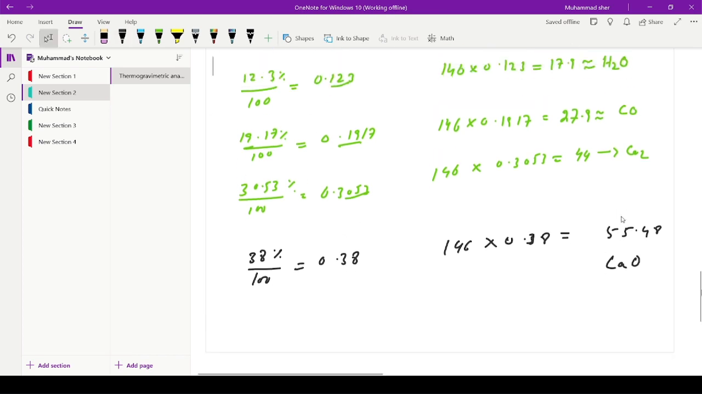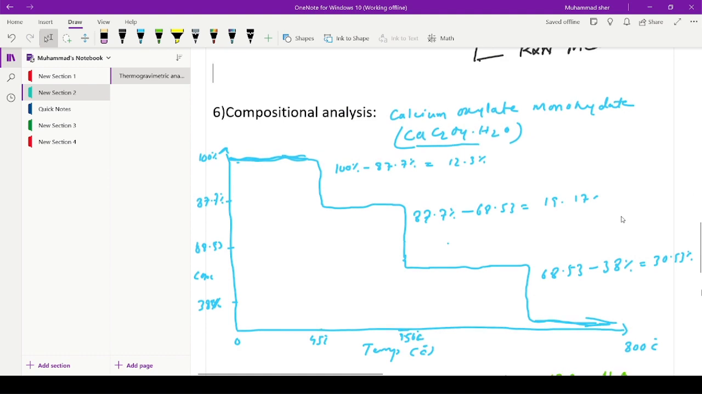So now we have calculated for each step which element has been lost at which stage and at which temperature. Here we have made a rough thermogram for the composition analysis of the calcium oxalate. At this stage water has been lost, at this stage carbon monoxide has been lost, and at this stage carbon dioxide has been lost, and we are left with calcium oxide. In this way we can do the composition analysis of each and every compound, and you can study this kind of data properly from your textbook.